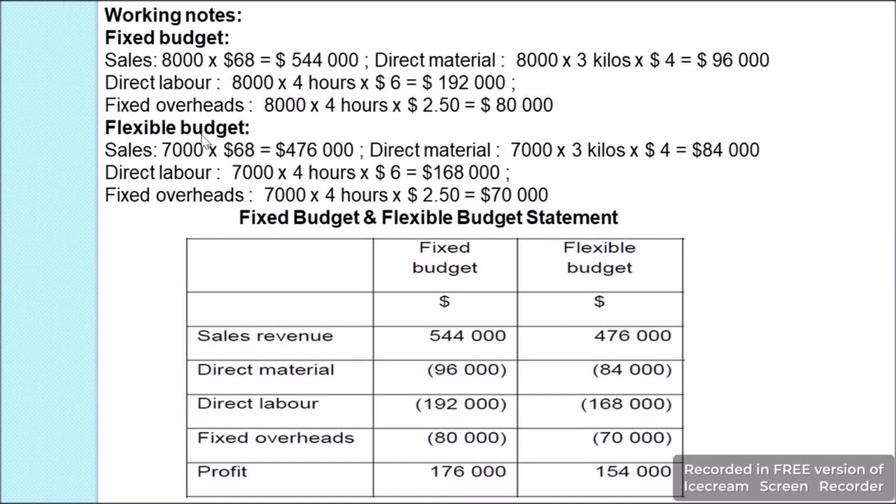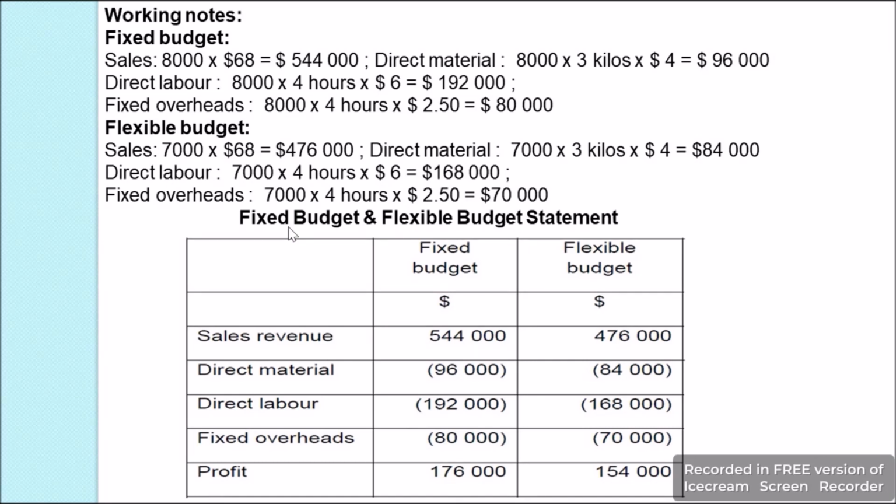Flexible budget will be based on the actual production and sales, and actual production and sales was for 7,000 units. So our sales now will be 7,000 times $68, which will be $476,000. Direct material will be 7,000 times 3 times 4, which will be $84,000. Direct labor will be 7,000 times 4 times 6, which will be $168,000. Fixed overhead will be 7,000 times 4 times $2.50, which will be $70,000.